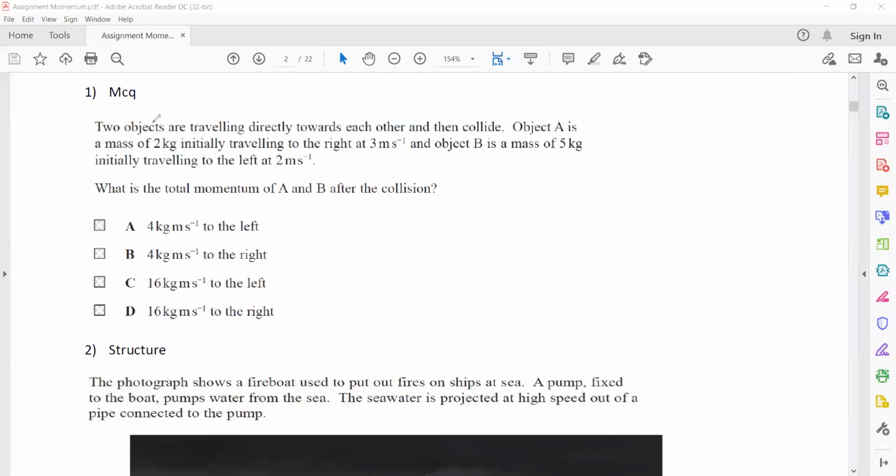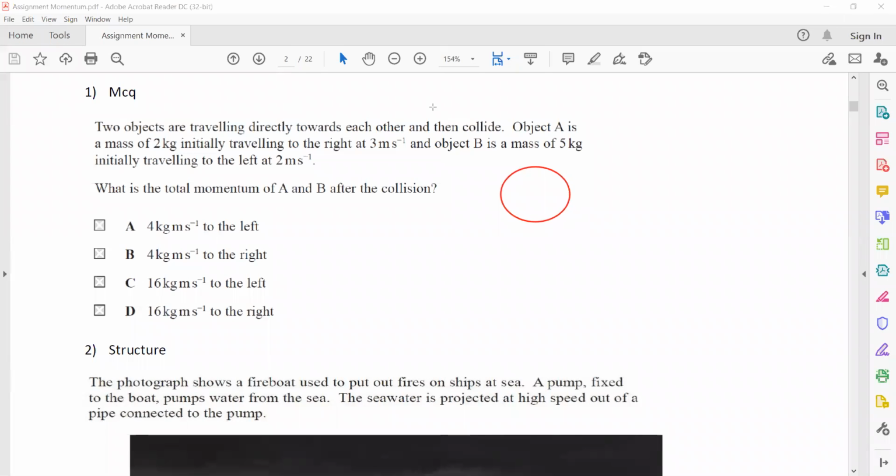In the first question, two objects are traveling directly towards each other, then collide. Object A of mass 2 kg is initially traveling to the right with a speed of 3 meters per second, and object B is of mass 5 kg, initially traveling to the left with a speed of 2 meters per second. What is the total momentum of A and B after the collision? So we know the total momentum before collision must be equal to the total momentum after the collision.